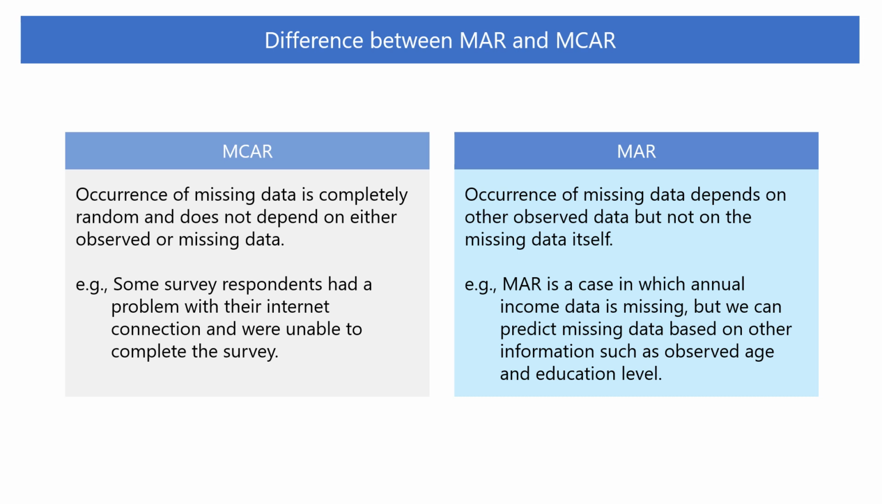In summary, MCAR assumes that the occurrence of missing data occurs completely by chance, independent of either the observed data or the missing data. Meanwhile, MAR assumes that the occurrence of missing data depends on other observed data, and not on the missing data itself.